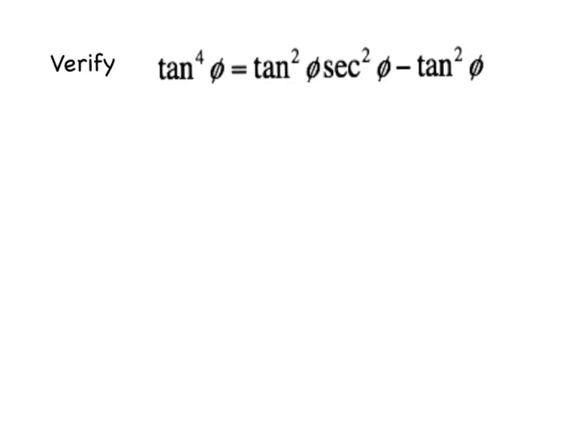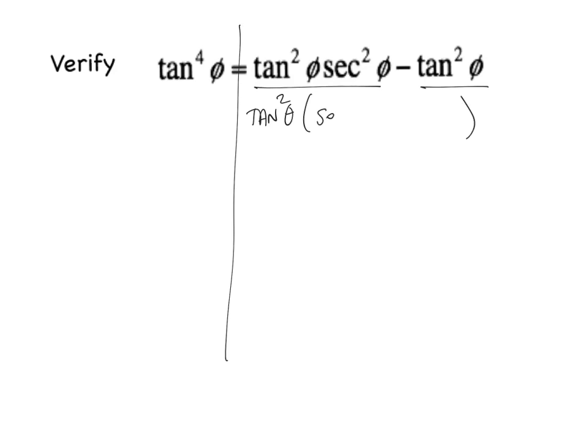This one, we're verifying. So the more complicated side is the right side, so I'll start over there. I'm seeing two terms, and both of those terms have a tangent squared. So let's factor out a tangent squared and see what that does. I would be left with a secant squared minus 1. And that looks like a Pythagorean identity. The Pythagorean identity that deals with secant squared looks like this. Tangent squared plus 1 equals secant squared.